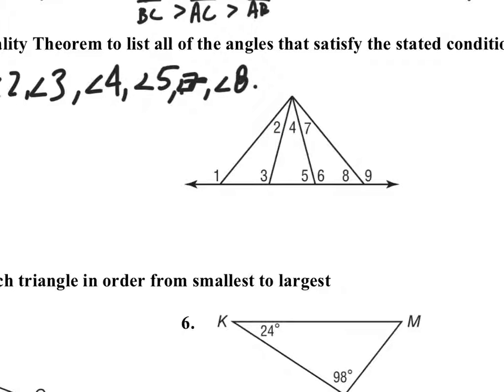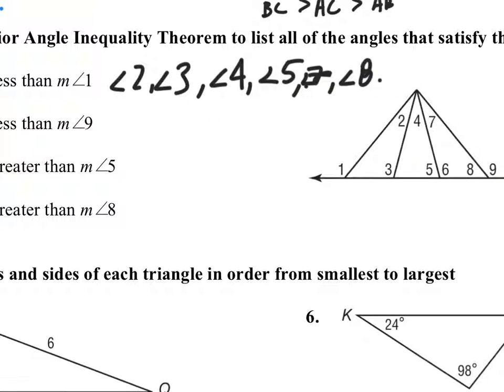So I can only say a few of them here, but I could say angle 2. I could say angle 4. Let me put an angle symbol there. Okay, angle 4, angle 7, and angle 6. Okay, that we are guaranteed to have less than that.